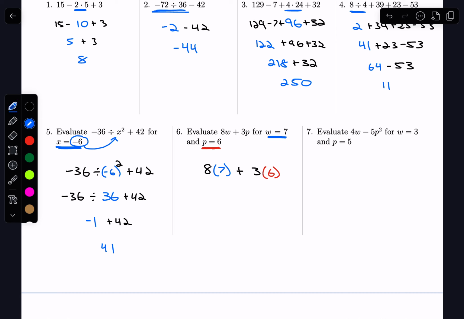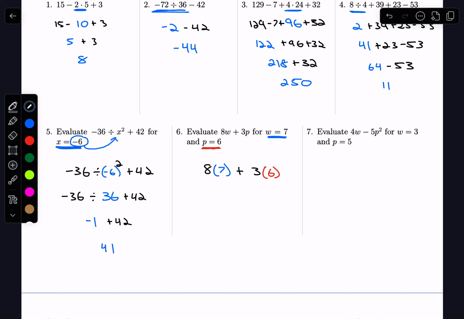So we have 2 sets of multiplication here. Whenever you have right here 8w, and then we replace the w with a variable, this means to multiply the 2 things. So we're doing 8 times w, which in this case is 8 times 7. So right here, we don't actually write the multiplication symbol in the middle, but when you have a number up against a parenthesis, that always means to multiply.